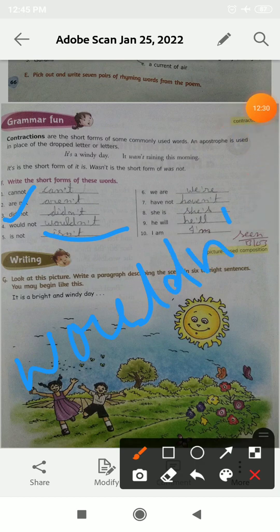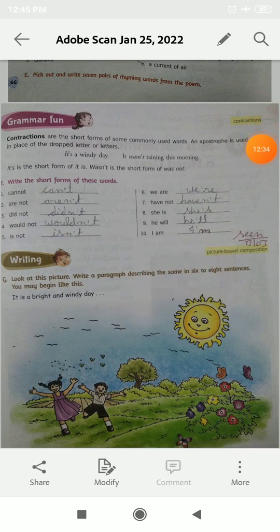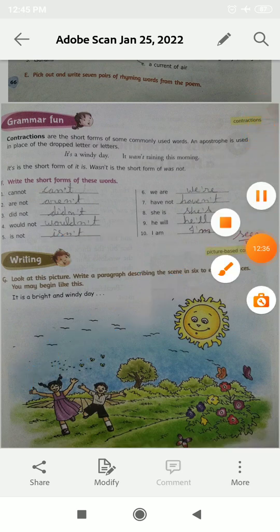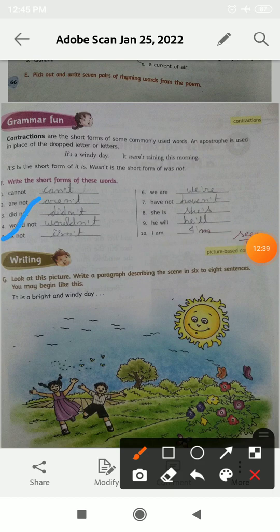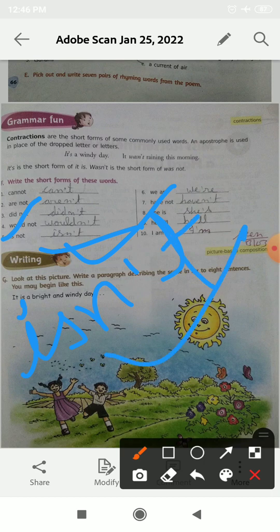Okay, now next number, that is number 5. And here the fifth word is is not. And in the given space you will write isn't. This is the correct spelling of isn't. And this is the short form of is not.